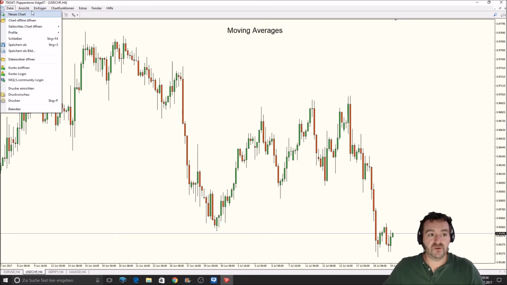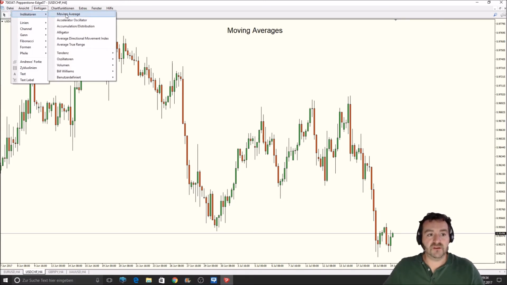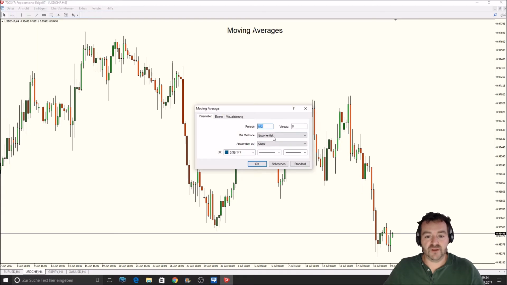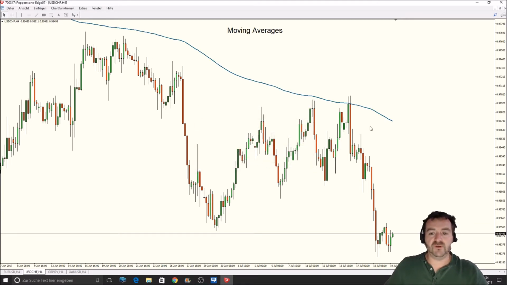So what I'm usually doing, I'm going to the indicators and putting in a moving average. I take the exponential one. You can also take the simple one. That doesn't really matter. There's just a different algorithm behind it, so that the most current periods of the 200 periods are weighted more than the earlier periods. So you draw it in and you decide where the market is.